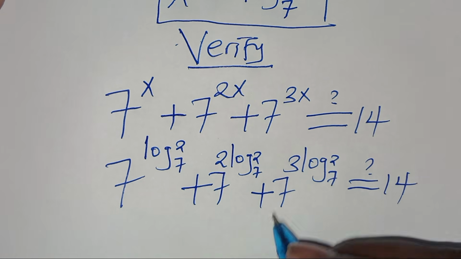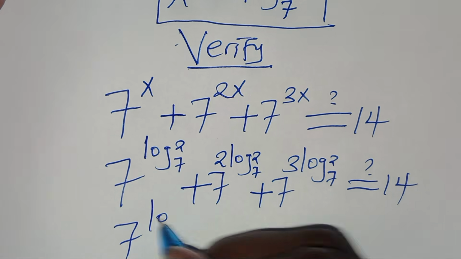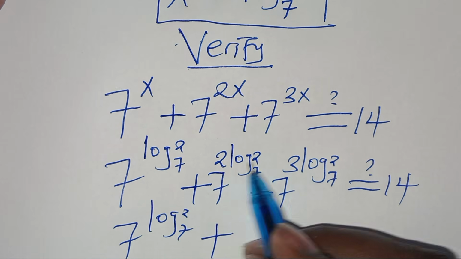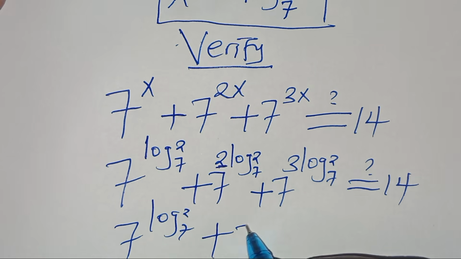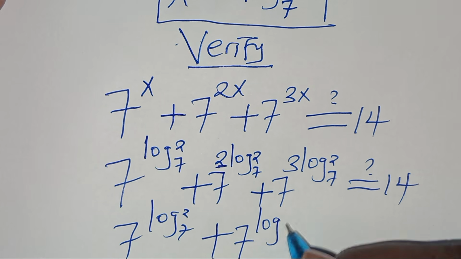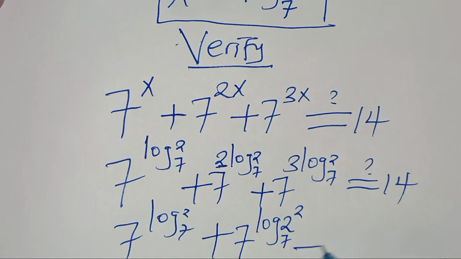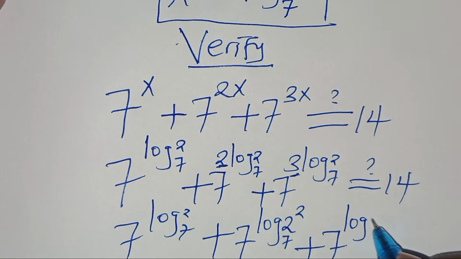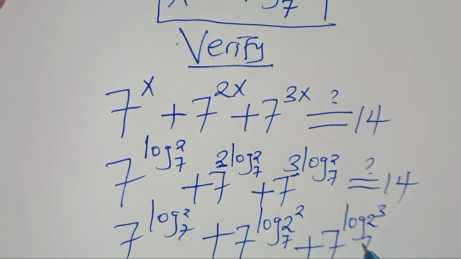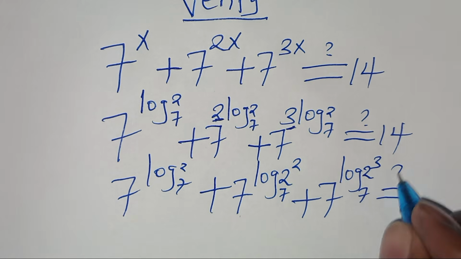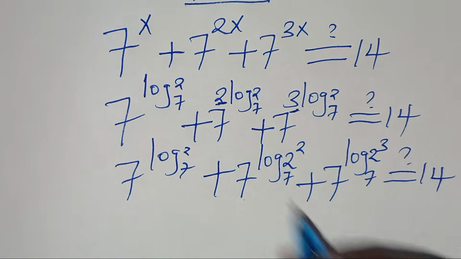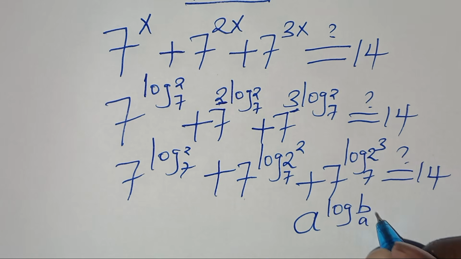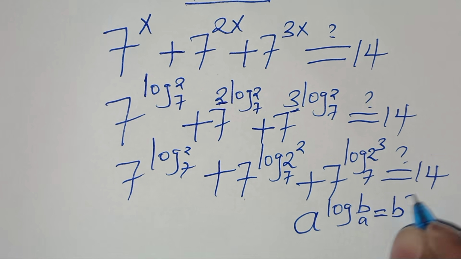Now we have that 7 raised to the power of 2 log 2 is a power here, so we can express this as 7 raised to the power of log 2 squared to base 7. The same case here, 3 is a power, so this is 7 raised to the power of log 2 to the power of 3, to base 7. This should give us a value of 14. Now this is in the form of a to the power of log b to base a, and this should give us a value of b.